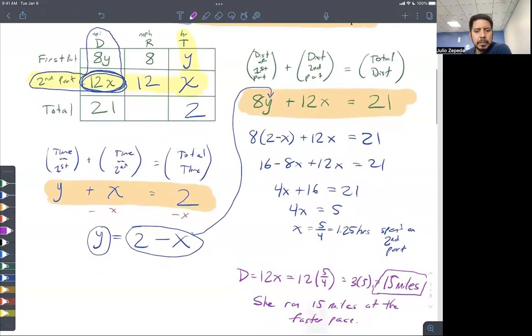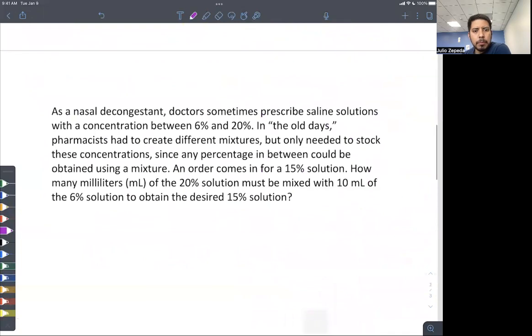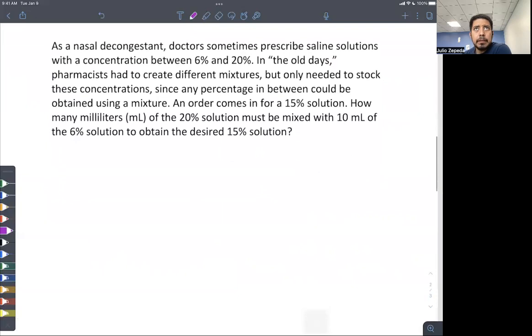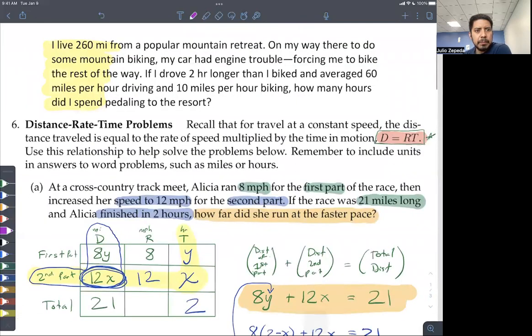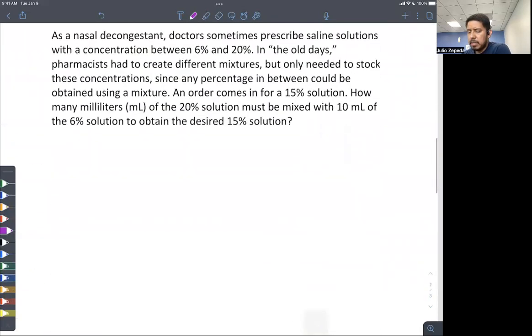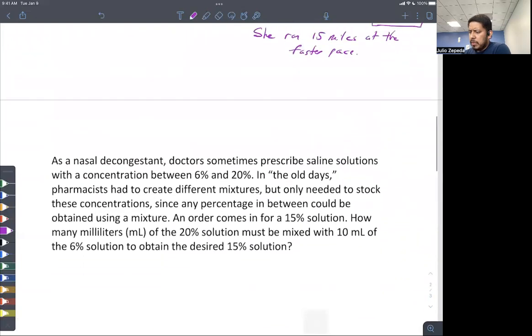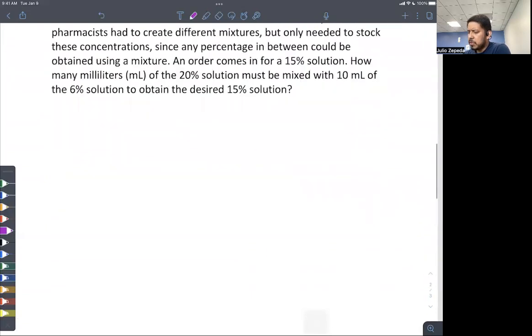Okay, good. Cool. Now, one more problem that I wanted to do is one of these mixture problems. So we did an example of distance, rate, and time. We didn't have enough time to do one more question on mixture problems. So we're going to take a look at this problem here.